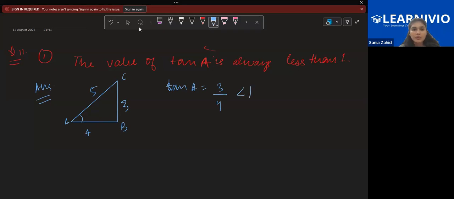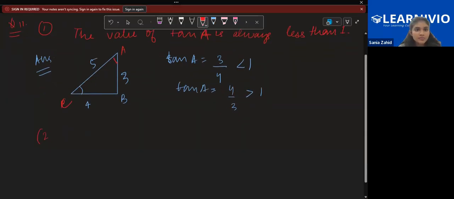Now tell me one thing. It is not fixed that my A is over here. What if my A was this angle? This is A. Now you tell me what is tan A. Now perpendicular is 4 and base is 3, so now it is greater than 1. That is how you can justify your answer. Clear?